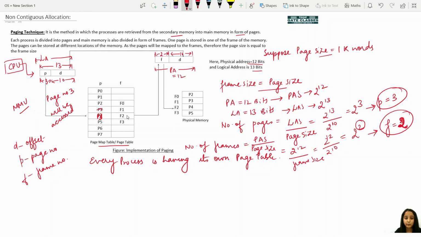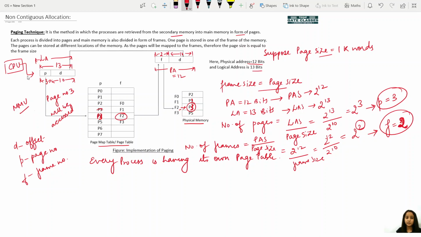I will find the corresponding frame number with the help of the page map table. What do I get? F2, frame number 2. I will go here. Here I will refer to frame number 2 in the physical memory. There I get, suppose here process 3 is there. So this is P3 that is placed in frame number 2. Okay. So like this we have to find.